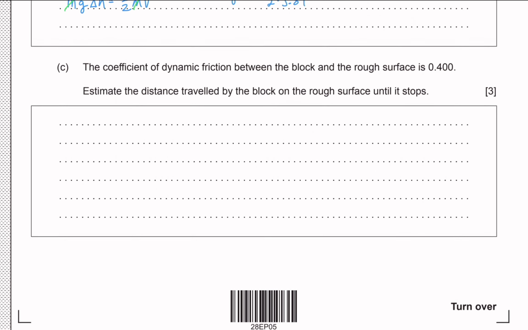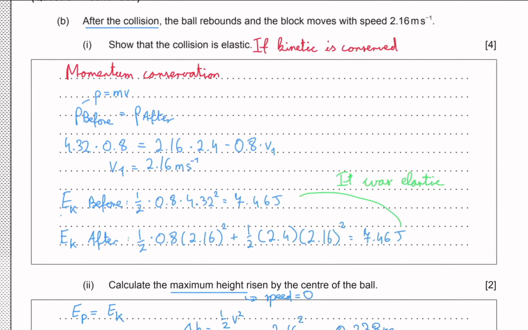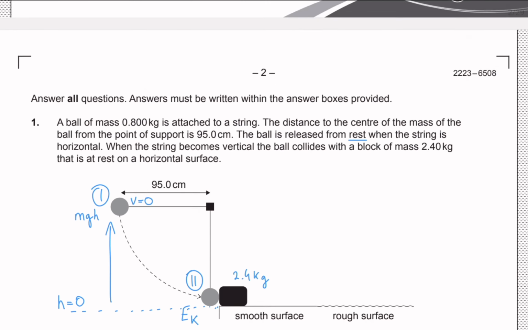And then for the last part of the first question, we were given that the coefficient of dynamic friction between the block and the rough surface is 0.4. Estimate the distance traveled by the block on the rough surface until it stops. So, first of all, let's look back at what the diagram was like.